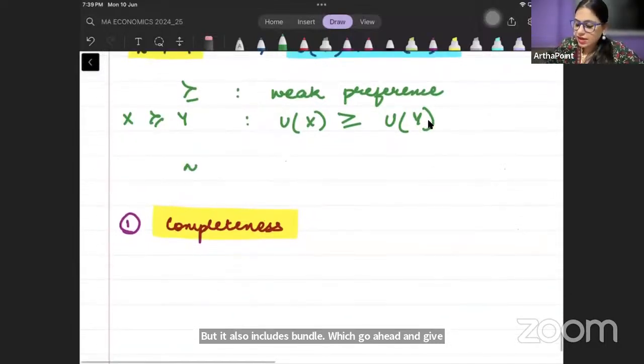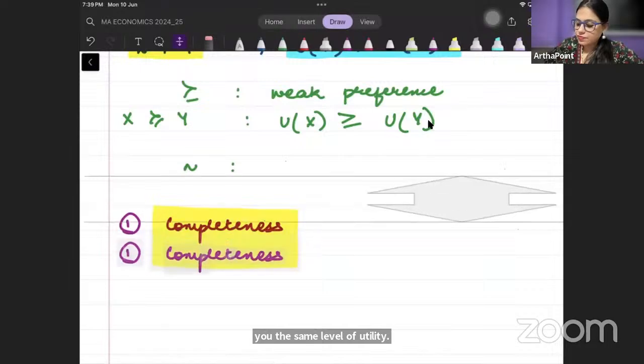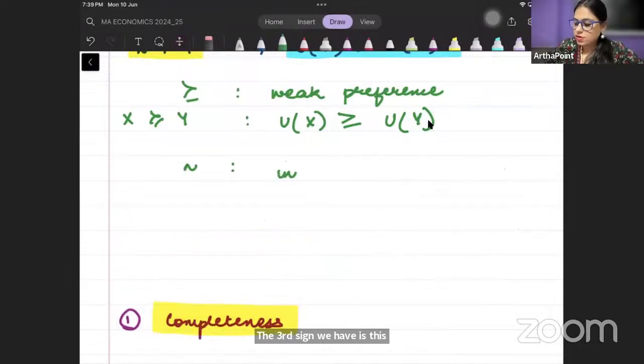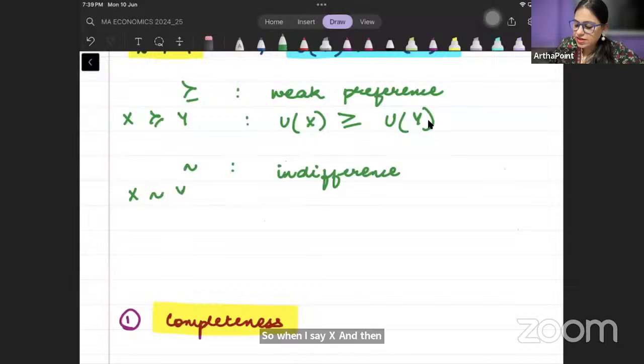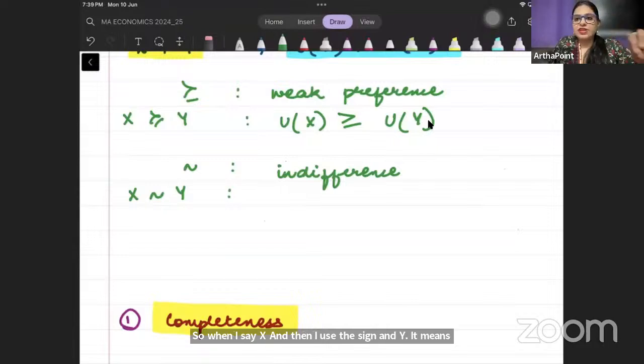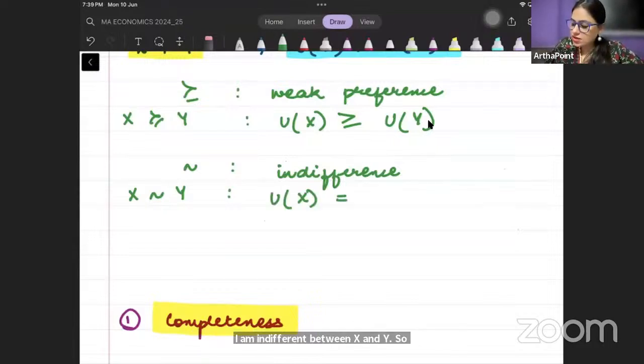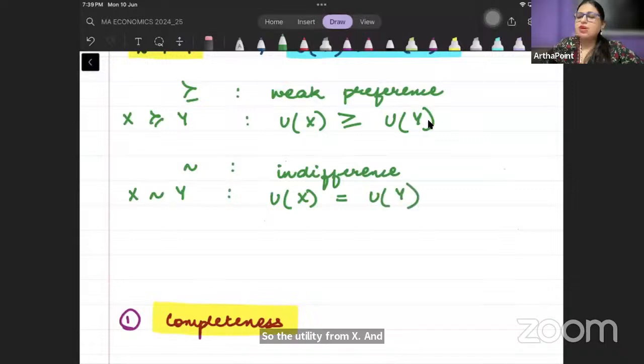The third sign we have is this sign. This means the sign of indifference. When I say X, then use this sign, and Y, it means I am indifferent between X and Y. So the utility from X and the utility from Y must be equal to each other.